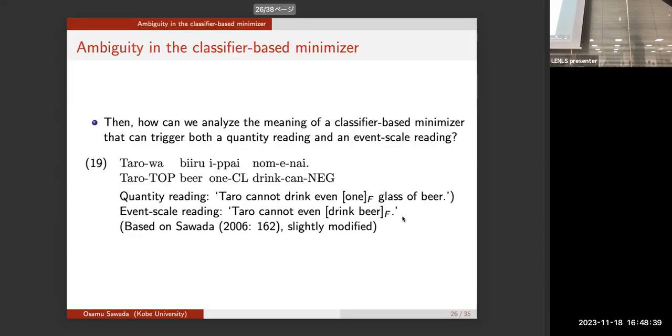So, ambiguity. As I observed earlier, take a sentence like Taro wa biru ippai nomenai. In this case, ippai is clearly a classifier, and it not only has a quantity meaning, like Taro cannot drink even one glass of beer, but also it has an event scale reading, like Taro cannot even drink beer.